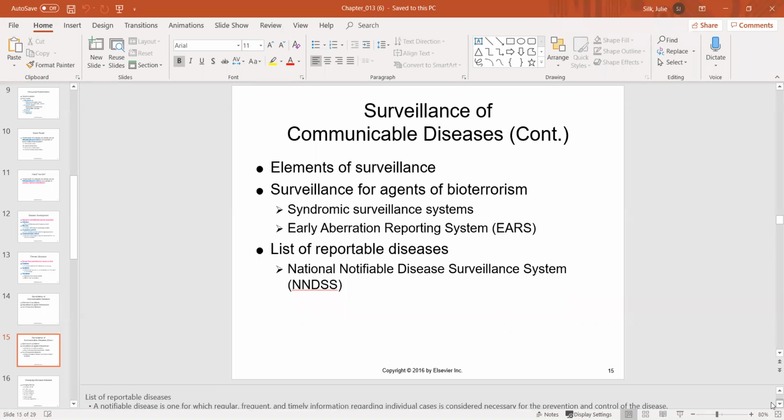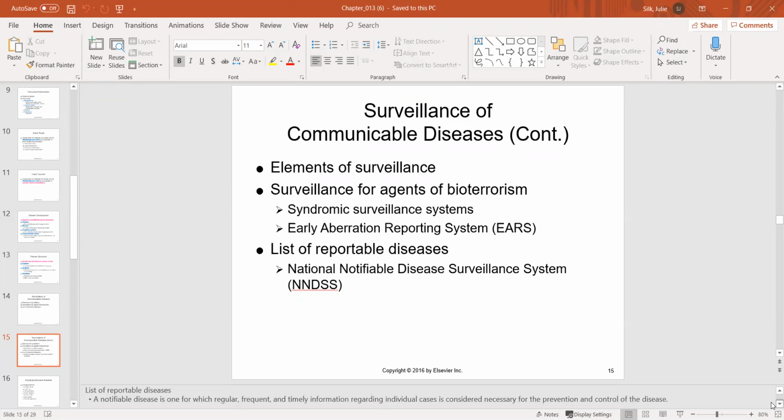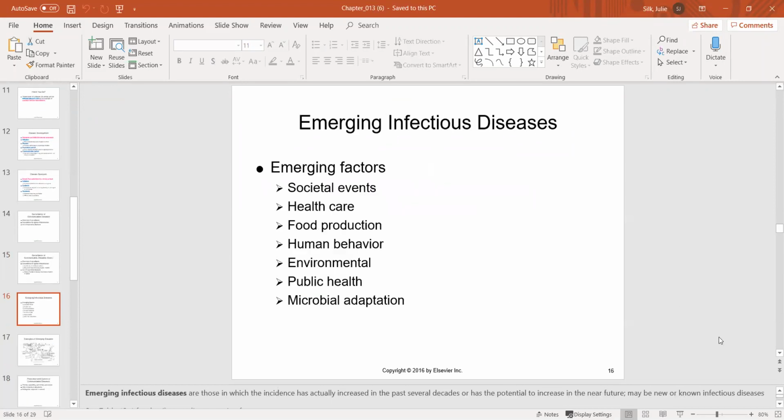So as far as the reportable diseases, there is an actual national notifiable disease surveillance system. So there's a database that keeps track of this stuff. A notifiable disease is one for which regular, frequent, and timely information regarding the individual case is considered necessary for the prevention and control of the disease. So that's kind of what would make something reportable.